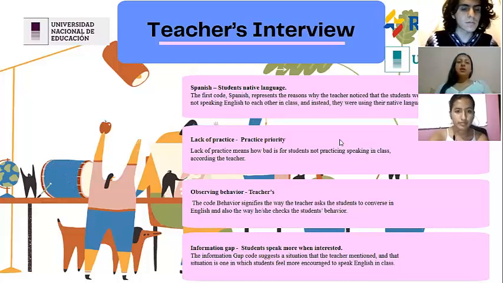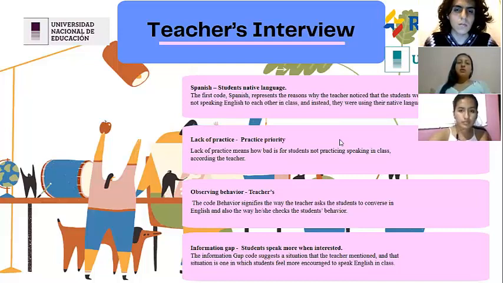The next part is the teacher's interview. Through the interview with the teacher, we have linked similarities in the answers that help us to form codes, which provided us with information about the problem mentioned above. The teacher interview codes are: number 1, Spanish as students' native language. This represents students who are not used to speaking English in class and instead use Spanish as the easiest form of communication. Number 2, lack of practice. This means that the lack of practice in speaking doesn't allow a good development of this skill and can affect even more when we go to the highest levels.